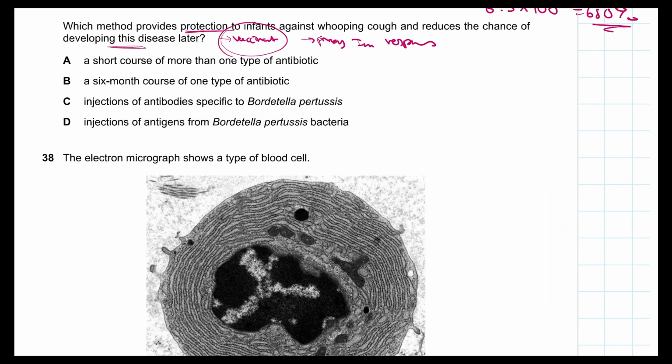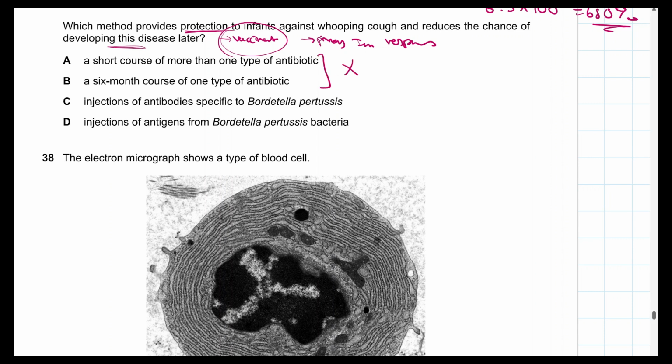And then when the antigen is seen by the body, what happens is that now memory cells exist. And when the memory cells exist, if this antigen were encountered again in the future, now we have existing memory cells that would divide quicker by mitosis and then would release the antibodies in order to reduce the chance of developing the disease later. So here we're looking for the vaccinations.